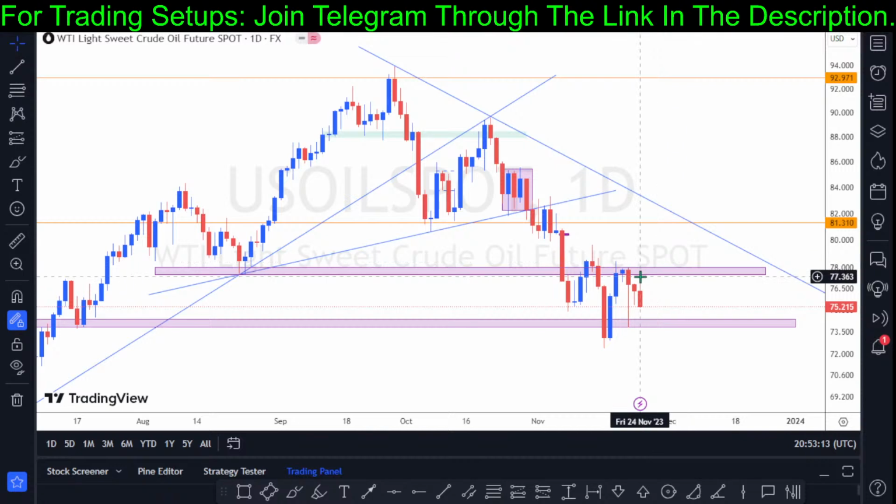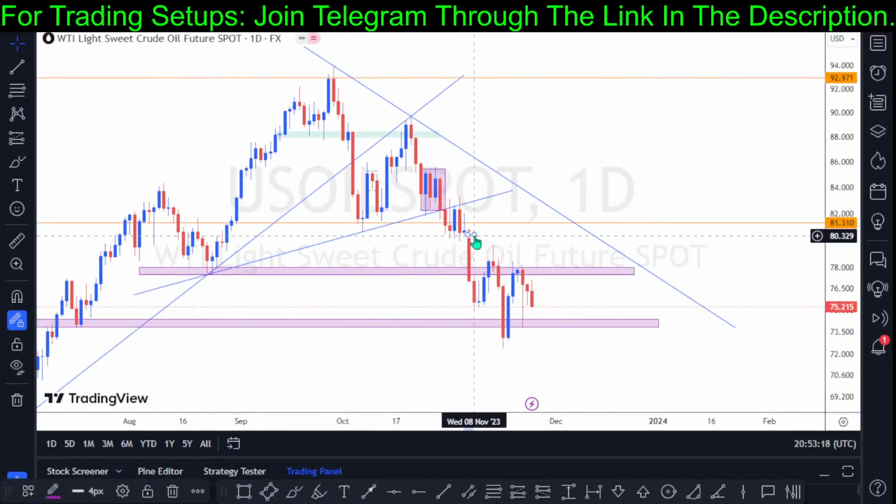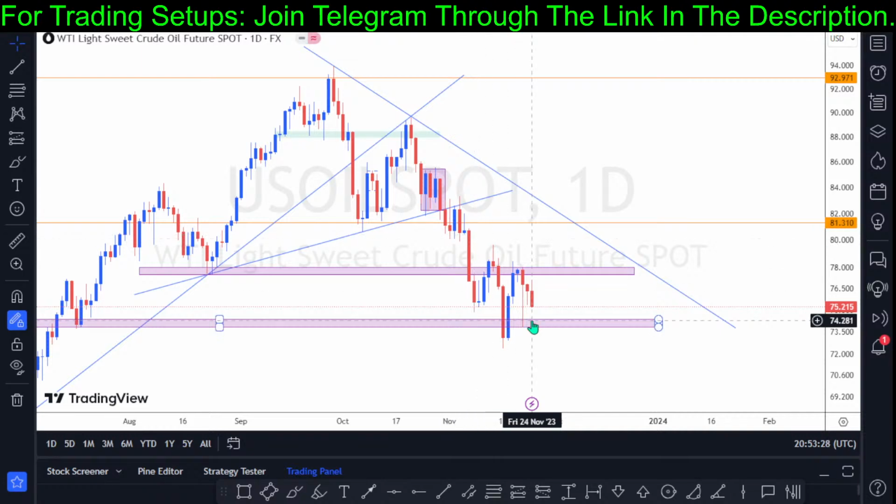So based on what I have, I told you guys I traded the US oil market and I made a lot of money on the US oil market. I shared this trade setup with my traders in my Telegram group. So if you're in my Telegram group, you should have taken this trade, right?